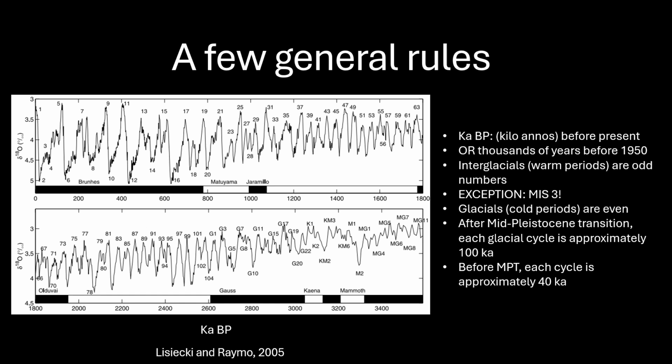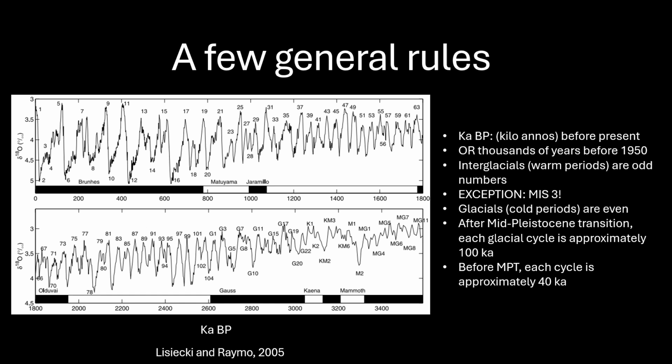There will be individual papers and cores that use either B2K, before 2000, which is relatively straightforward, or that just put the top of their core as the present, and then comparison is much more difficult, even though it's much easier for the people writing that paper. So in general, the warm periods like today, like 130,000 years ago, the last interglacial, these are odd numbers, whereas periods like the last glacial maximum 20,000 years ago are even numbers.